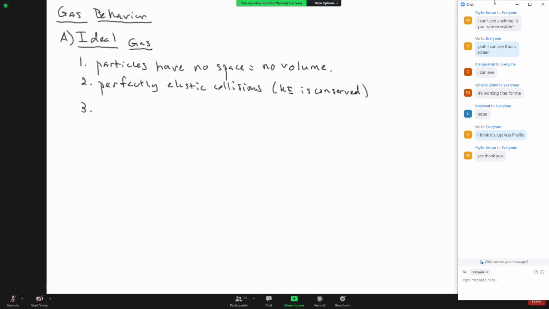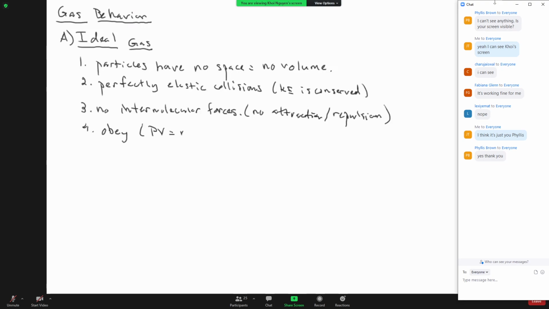The third thing, we have no IMFs, intermolecular forces. So no dipole-dipole interactions, no attraction, no repulsion. This is for ideal gases. And last but not least, ideal gases obey the ideal gas law.